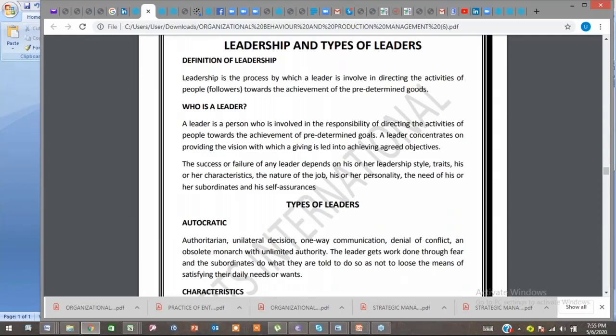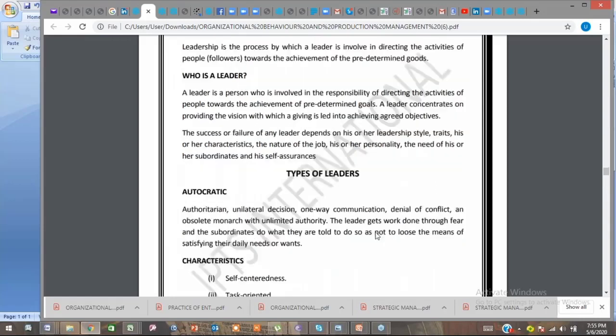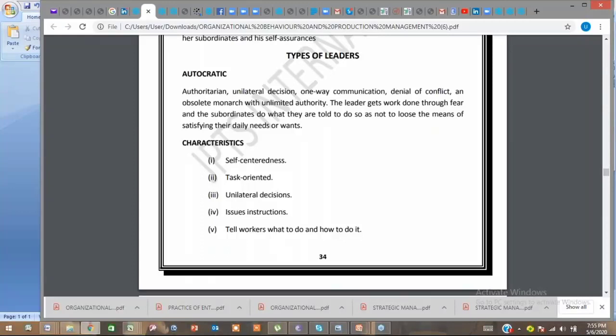So it's very important. Types of leadership: we have autocratic leadership. I explained that this is a leader that gives instruction and wants everybody to follow. Characteristics of autocratic leadership: self-centeredness, task-oriented, unilateral decision. One, issue instruction, tell workers what to do and how to do it. Group members assume no responsibility for performance.